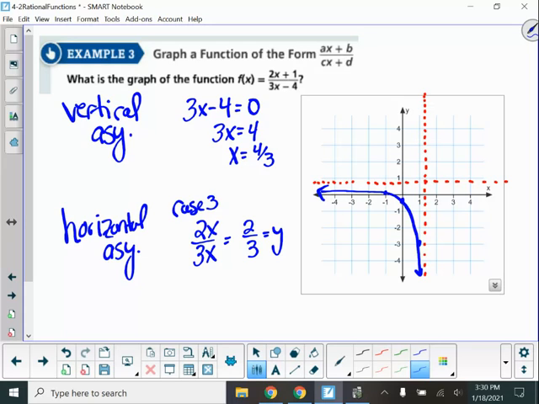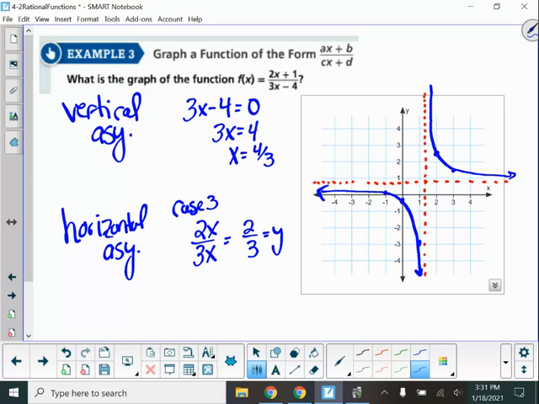For example, if I plug in 2, I get a 5 on the top and a 2 on the bottom. So 5/2 is going to be 2.5, so that's going to be right there. 3 is going to give me 7 on the top and 5 on the bottom. So 7/5 is going to be 1.4. So 3, 1.4 right there. And I can go through and sketch that one.